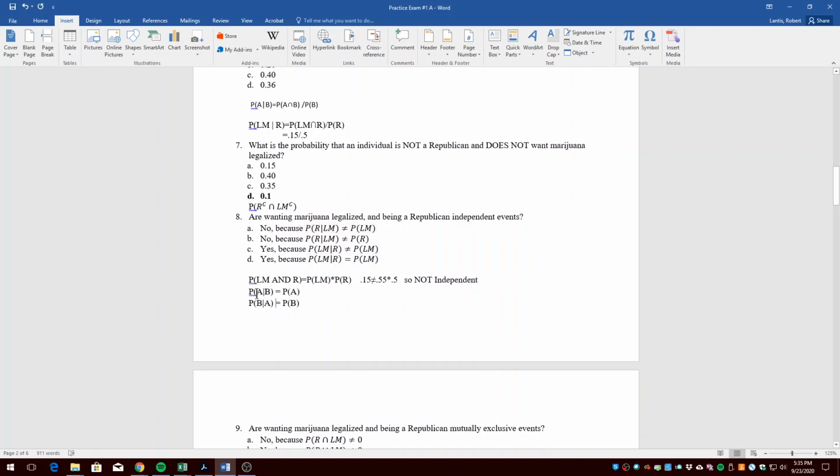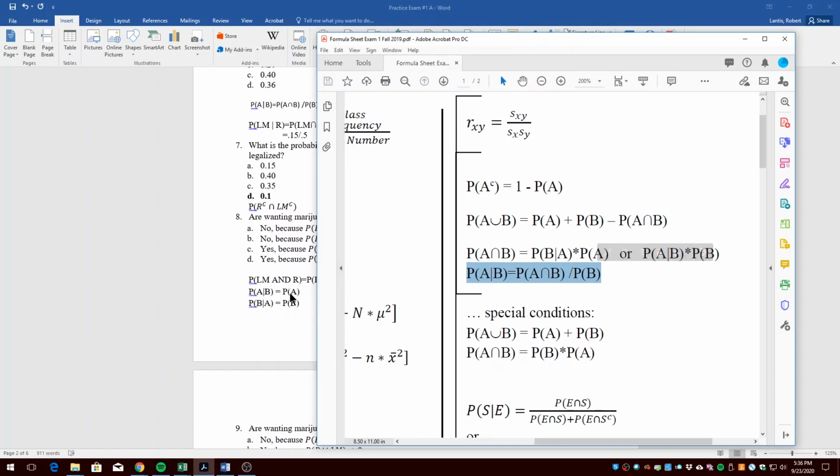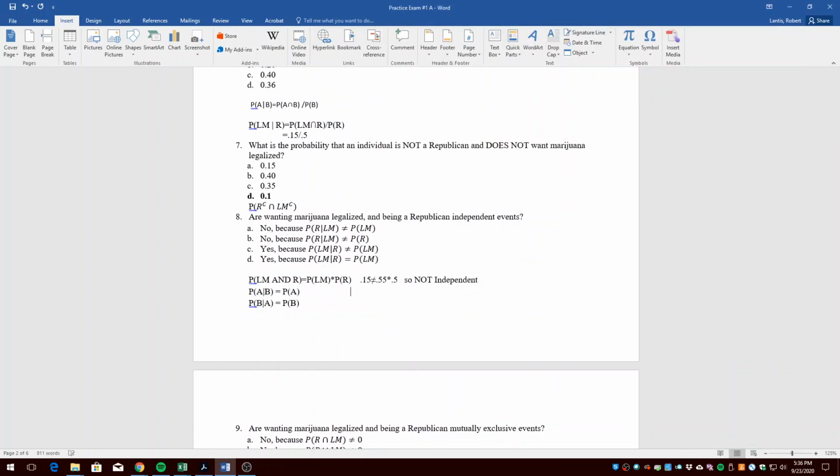So we can think about what our event A would be. That would be being Republican. Our event B here is wanting marijuana legalized. So here, where I have A and B, I'm just going to write R and LM. And if that's not the same as just the unconditional probability of R, I'm just plugging my events in here for A and B, then they won't be independent. Now we checked that in a different way, but how can I find a conditional probability? Well, this goes back to the multiplication rule. We can check to see whether or not that conditional probability, which we know is equal to this equation, is the same as the unconditional. So I'll just do this check here.